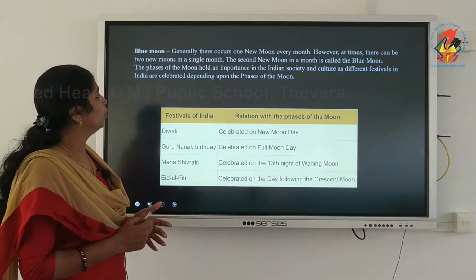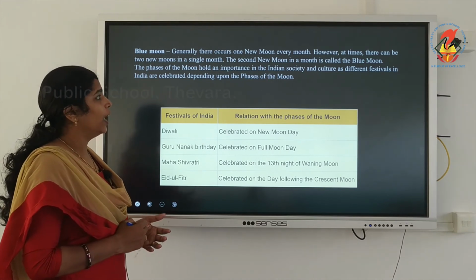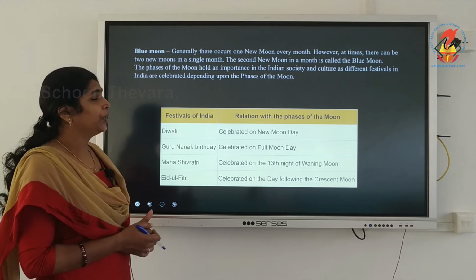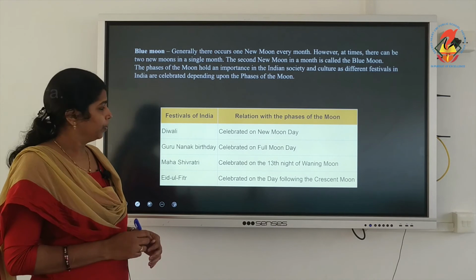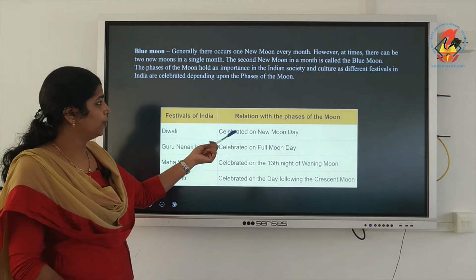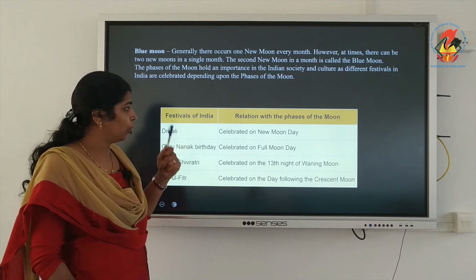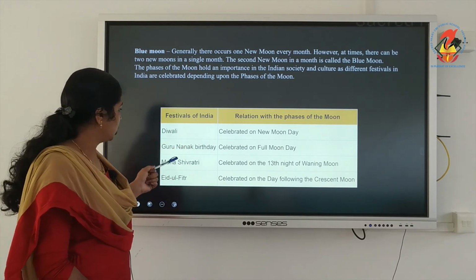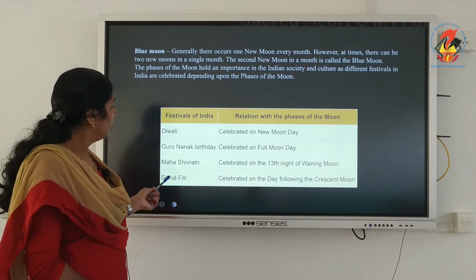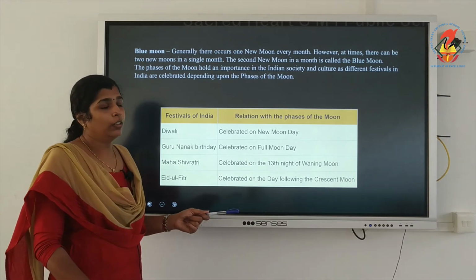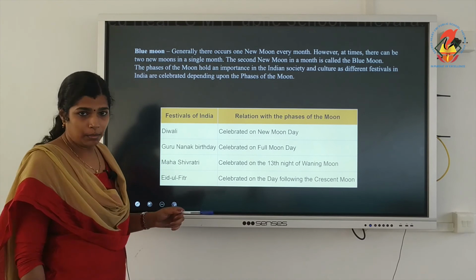The phases of the moon hold an importance in the Indian society and culture, as different festivals in India are celebrated depending upon the phases of the moon. That is, Diwali is celebrated on new moon day, Guru Nanak birthday is celebrated on full moon day, Mahashivratri is celebrated on the 13th night of waning moon, and Eid al-Fitr is celebrated on a day following the crescent moon.